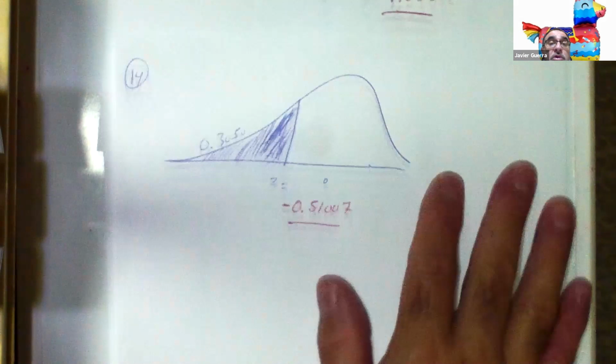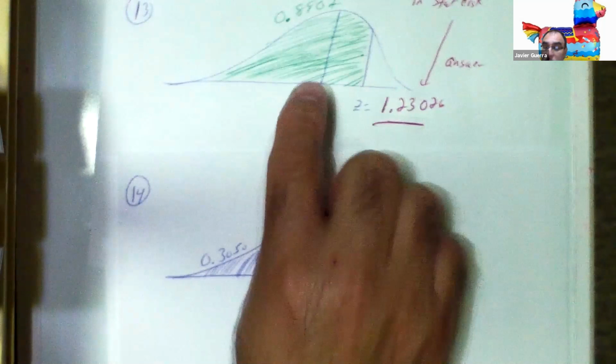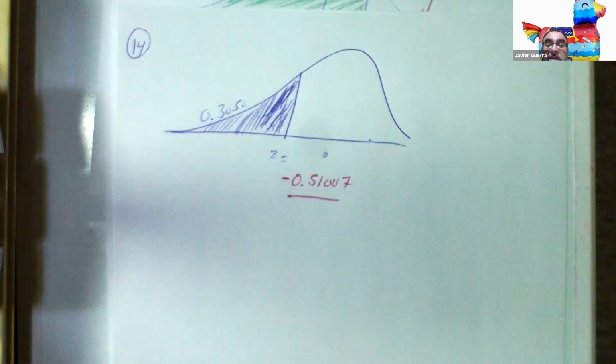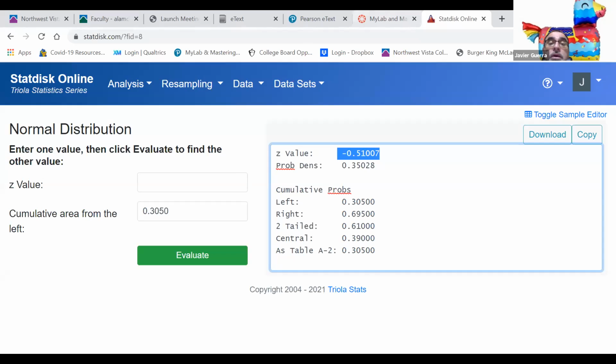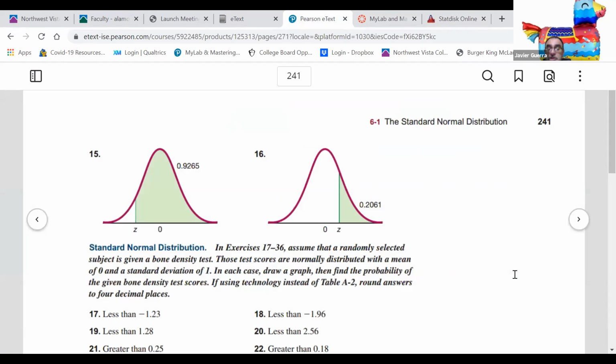Okay, now that's how you handle the ones that are shaded to the left. Now, notice on 15, the shading is a little bit off. Let's check it out. Folks, get out of the way. All right, let's look at 15. 15 is a little bit different.